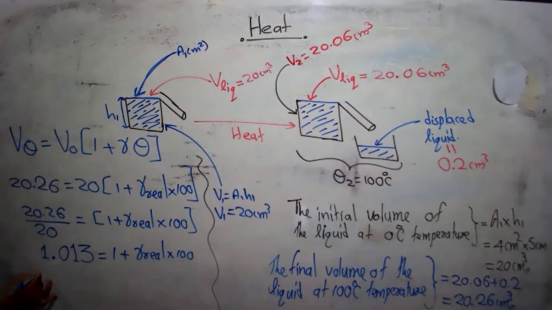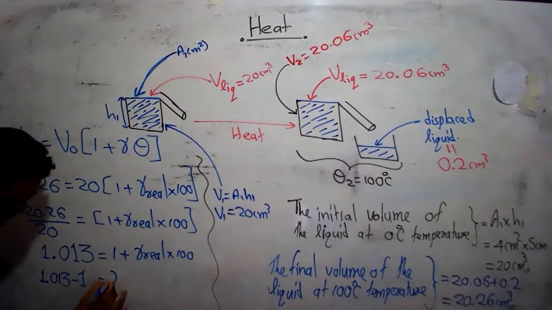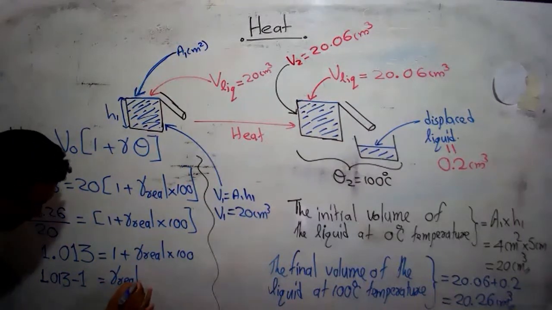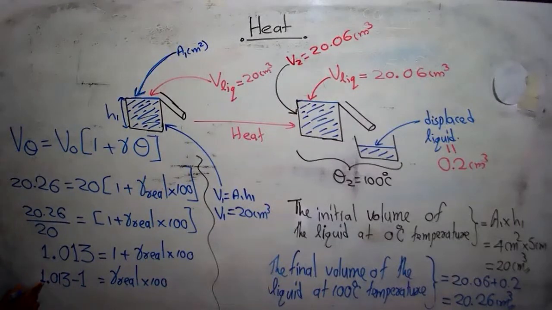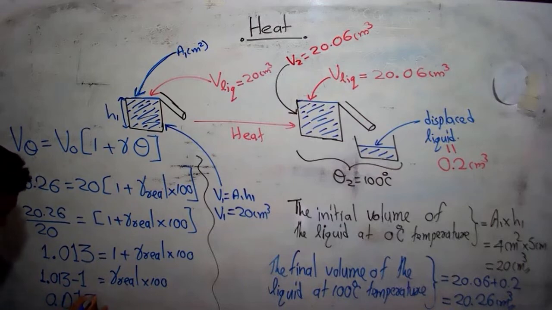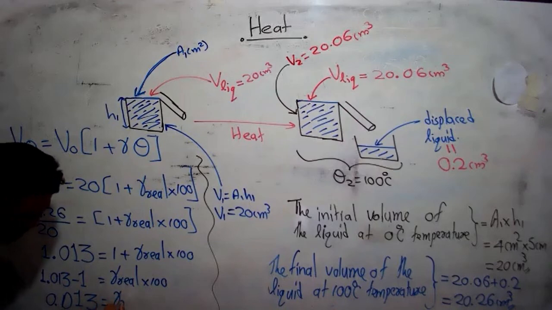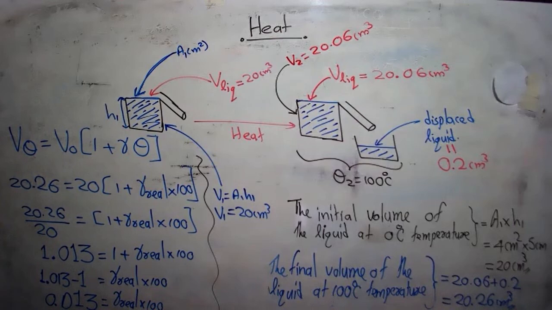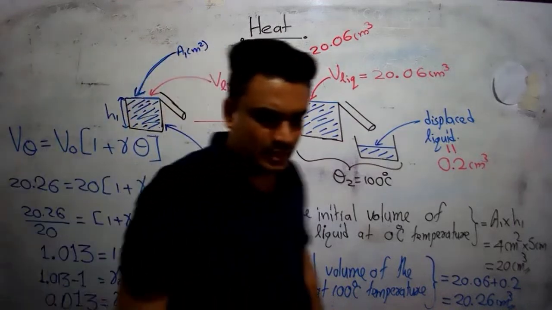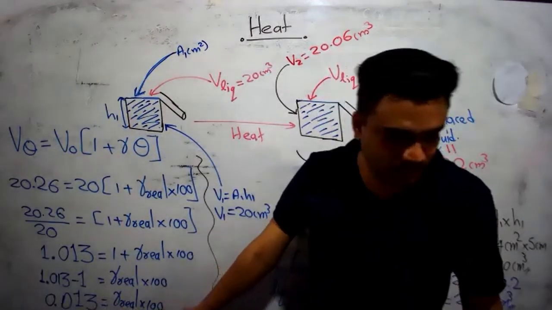Take this one to this side. 1.013 minus 1 equals gamma real into 100. 1 point something minus 1, 1 minus 1 is 0. So 0.013 equals gamma real into 100. I think you are able to see the edge of the board. Is it okay? Yes, you are able to see the edge of the board, right?